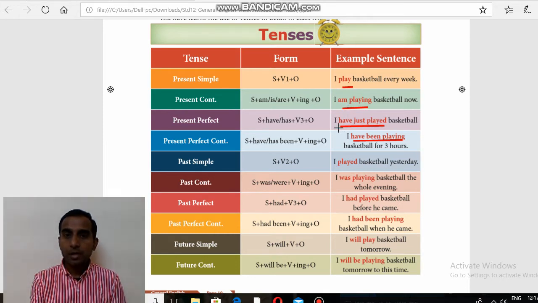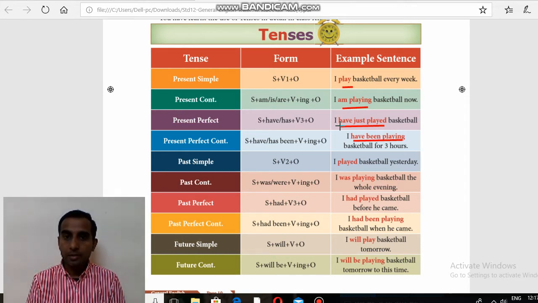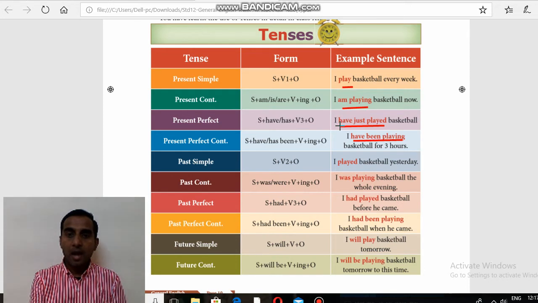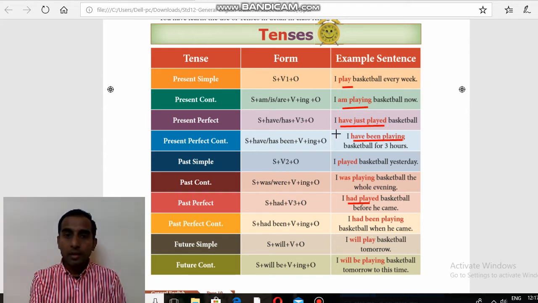Now perfect tense, there you will always have the have form. So there are 3 have forms. Have and has are for present tense, and had is for past tense, which you can see here. Now where will you use have? I have just played basketball. They have just played basketball. Only after the third person singular, that is he, she and it, you will use has. He has just played basketball.